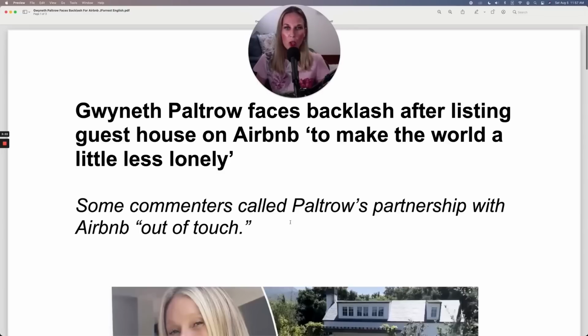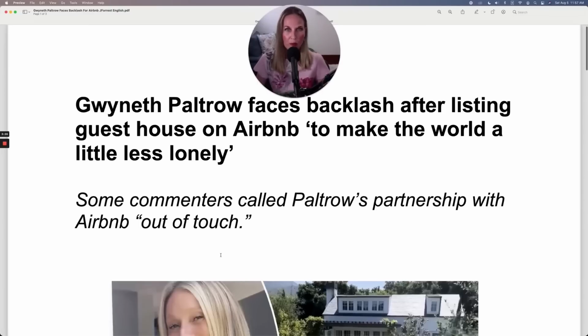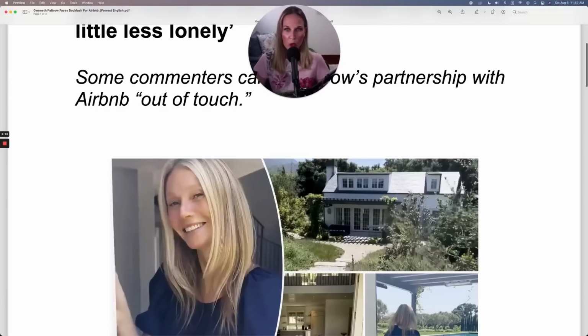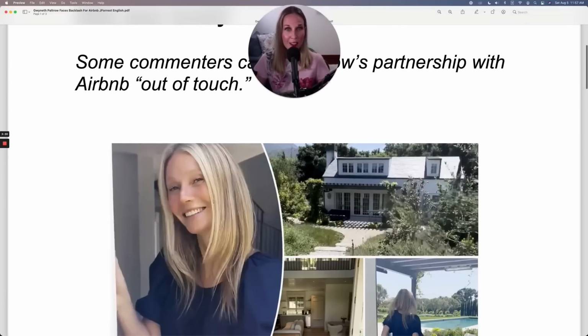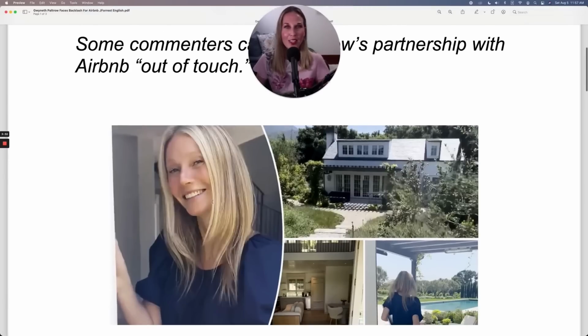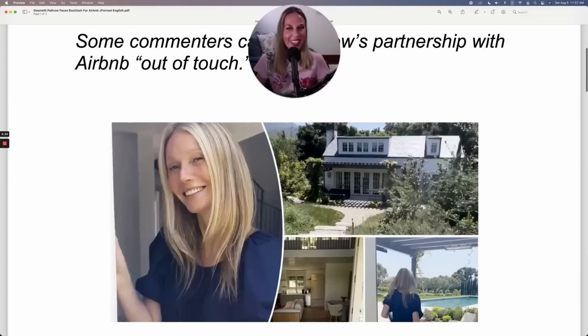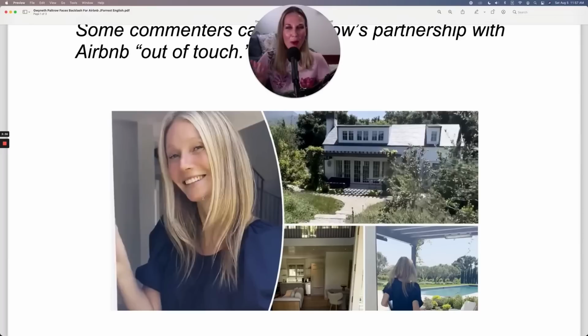Some commenters called Paltrow's partnership with Airbnb out of touch. So here's Gwyneth Paltrow. She's a famous actor, but I cannot think of one movie she is in. So what about you? Do you know any movies Gwyneth Paltrow's in?